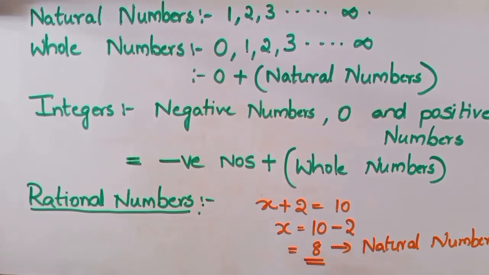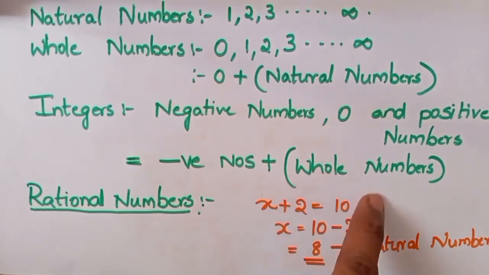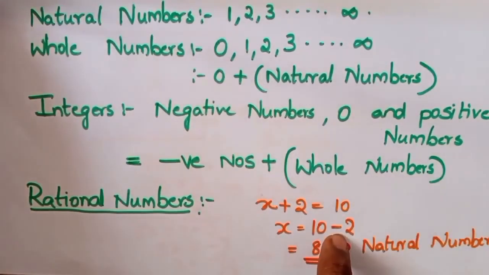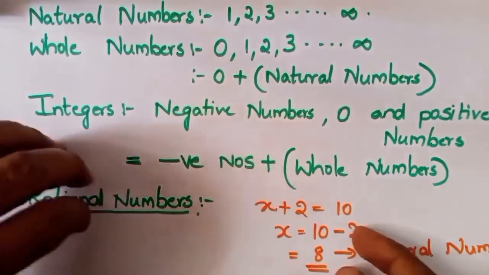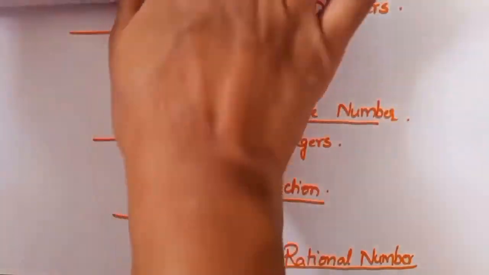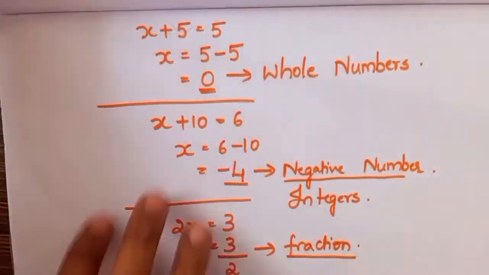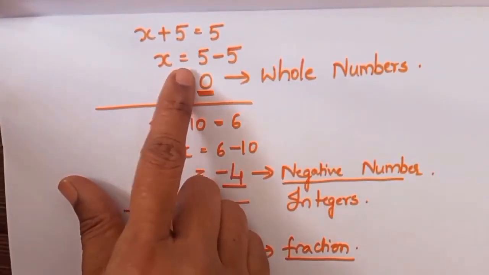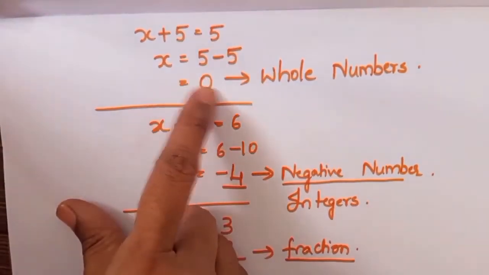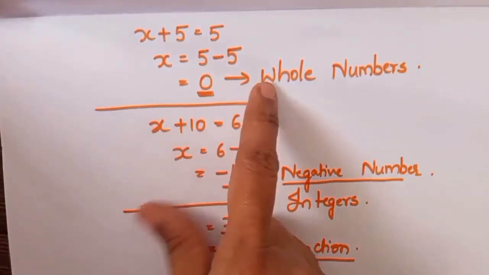I have already solved for you. If we take x plus 2 is equal to 10, then x is equal to 10 minus 2. This plus 2 goes to the other side and becomes minus 2. So our answer will be 8. What is this 8? 8 is a natural number. Let me show you another equation. x plus 5 is equal to 5. Then x is equal to 5 minus 5. The answer will be 0. This is a whole number.